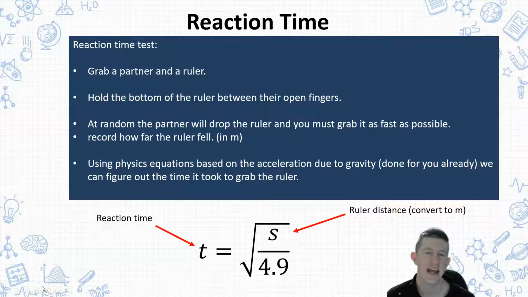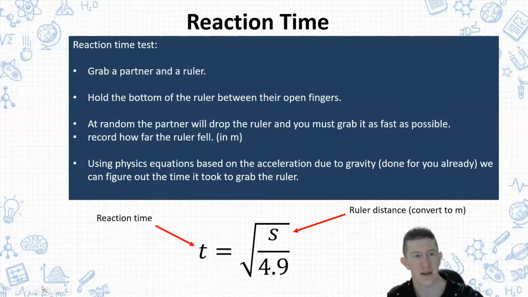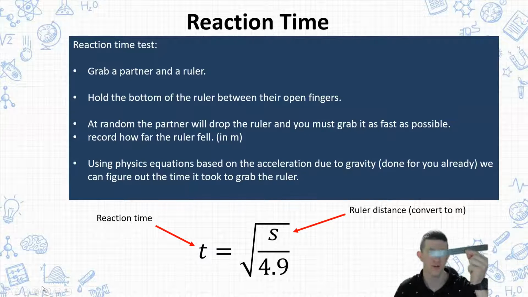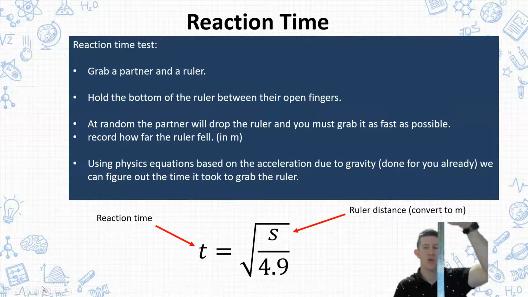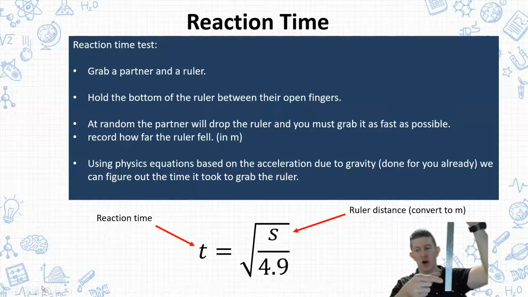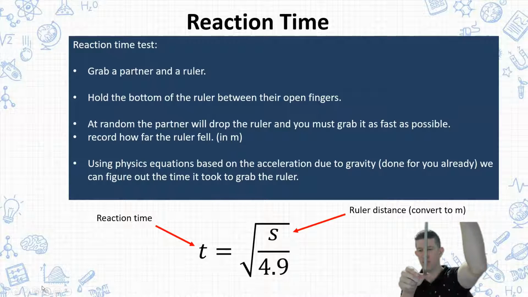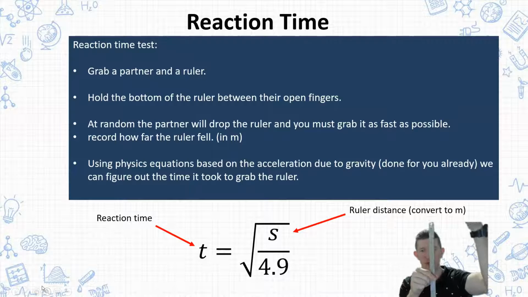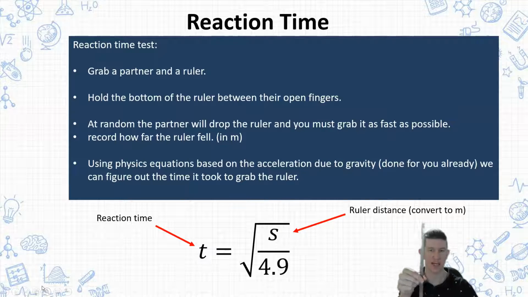So now what we're going to do now is a quick little reaction time activity. This is a great way to test your reaction speed. What you're going to do is grab a partner and a ruler. You are going to hold the ruler in the air from one end of the ruler. Your partner is going to hold their fingers right at the bottom of the ruler, with 2 fingers apart. At random, you are going to drop the ruler and they're going to try and catch it as quick as possible.